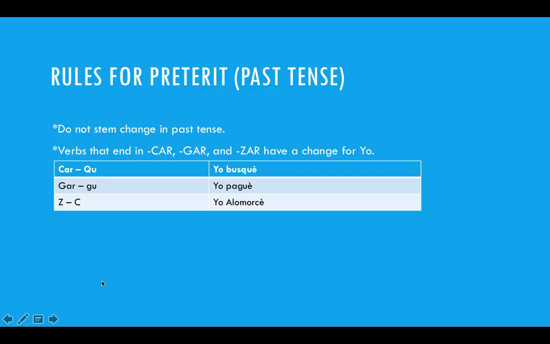First of all, we need to know some rules for the preterite, or the past tense. The past tense doesn't stem change, and verbs that end in car, gar, and zar have a change for the yo form. So car changes to qu, gar changes to gu, and z changes to c. So that would be yo busqué, yo pagué, and yo almorcé.